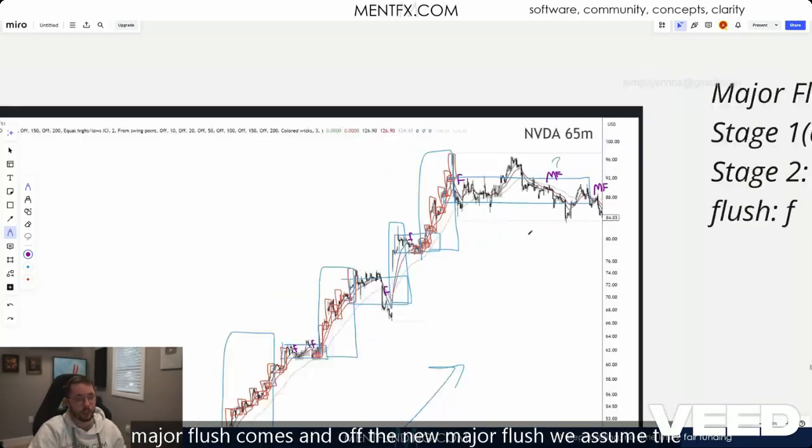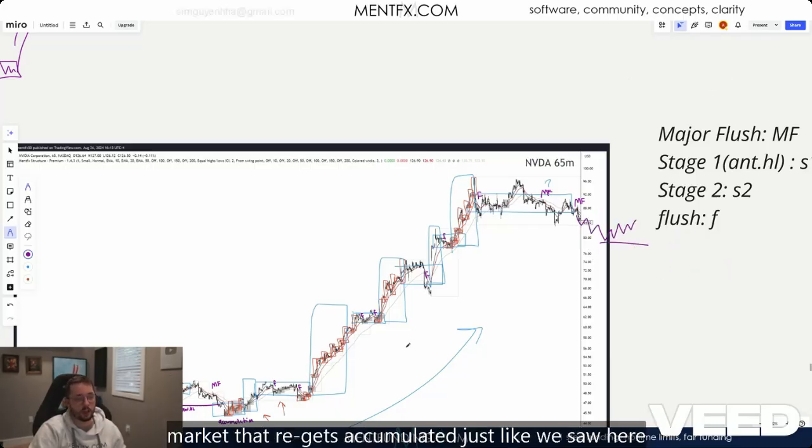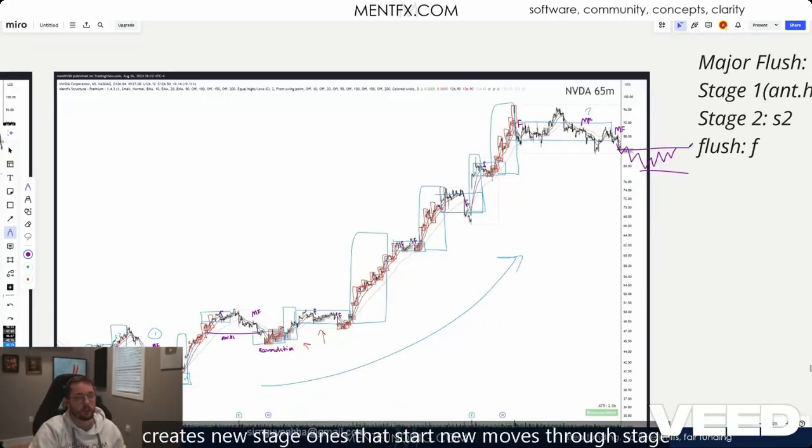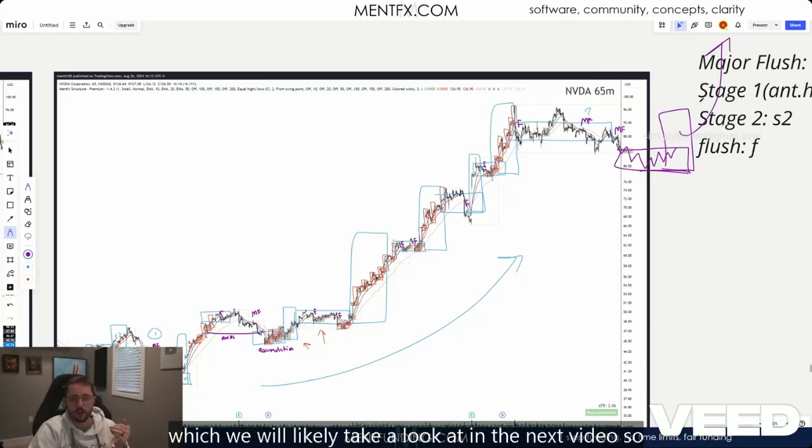And off the new major flush, we assume the market will either become worthless and no longer worth watching, or choppy, or whatever it might be, or it becomes a market that gets accumulated, just like we saw here, creates new stage 1s that start new moves through stage 2s that create new MBs that create new moves to keep going, which we will likely take a look at in the next video.